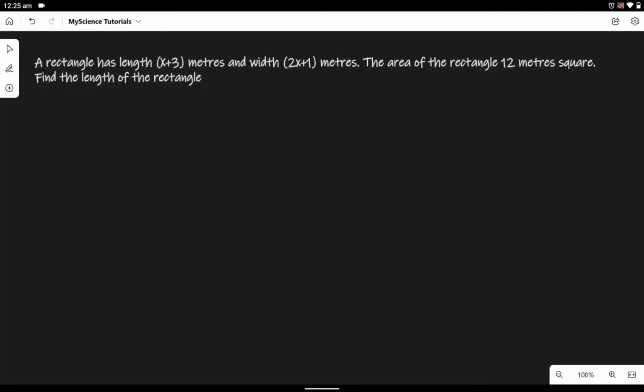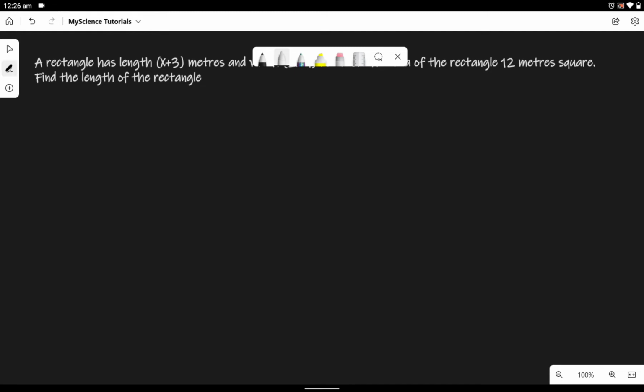In today's video, I want to look at how to calculate the area of a rectangle involving quadratic equations. So let's begin by looking at an example. We have a rectangle of length x plus 3 meters and width 2x plus 1 meters. The area of the rectangle is 12 meters squared. We have to find the length of the rectangle. So let's have a look at how we solve this problem.